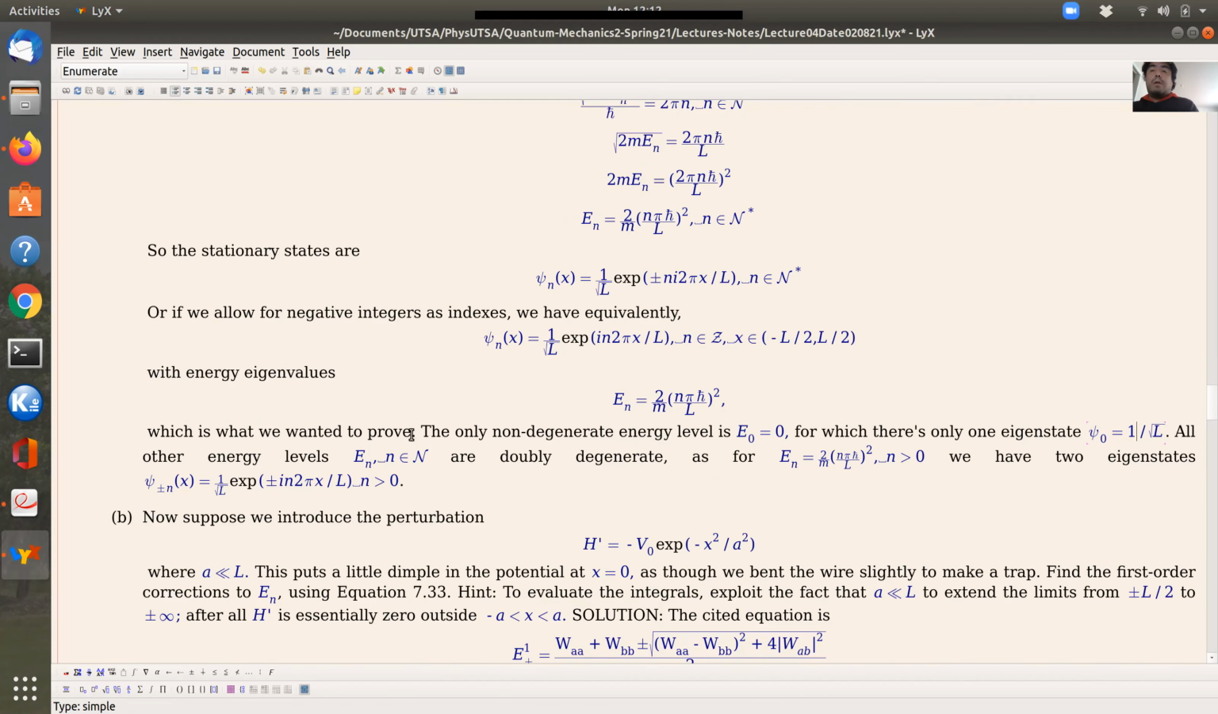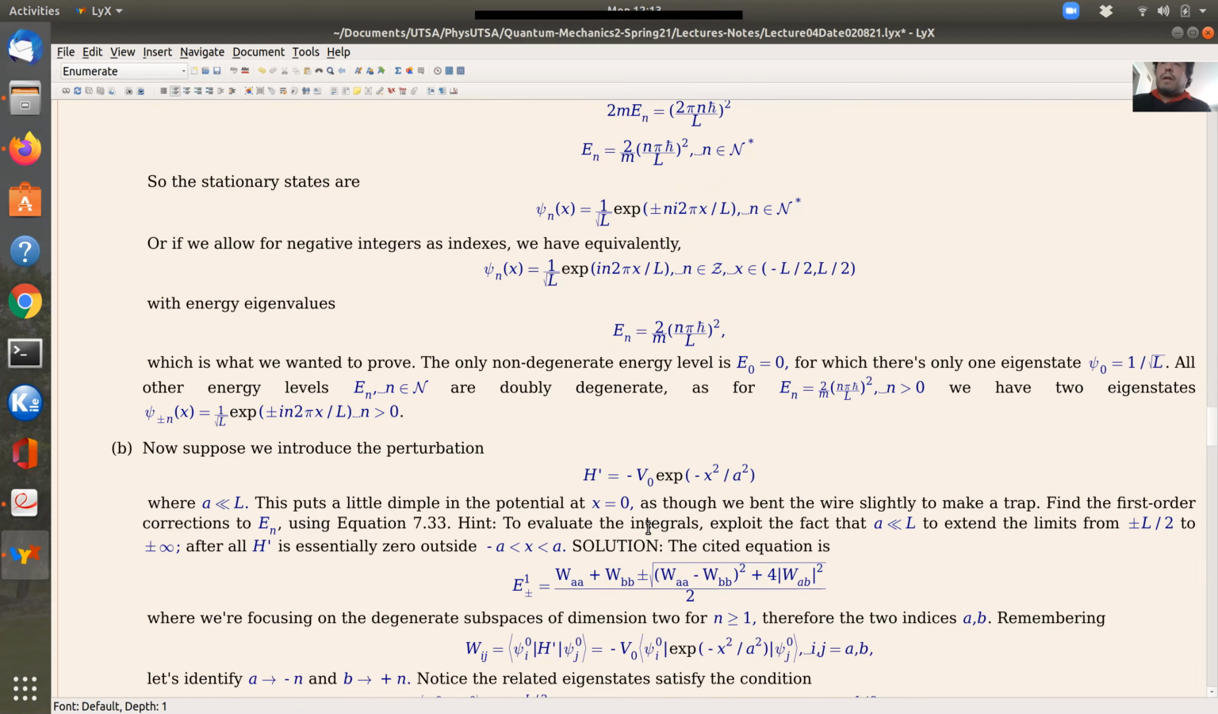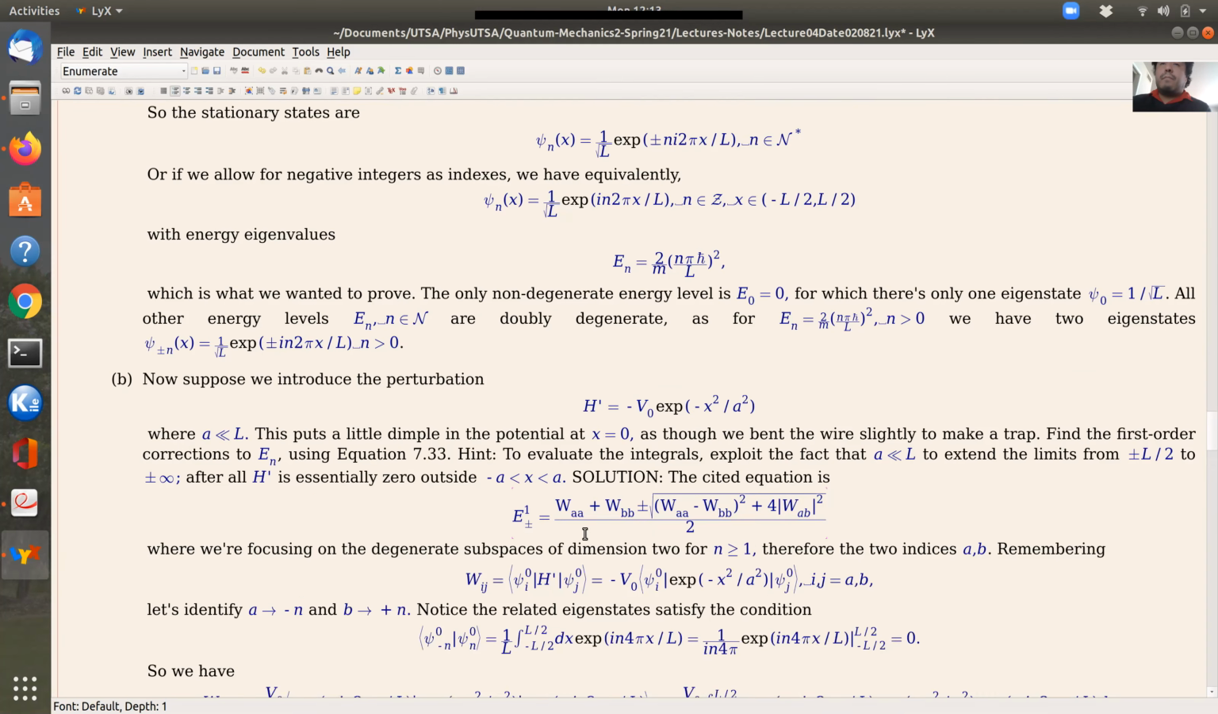So all other energy levels are doubly degenerate, meaning that they have two wave functions that are linearly independent, and that they have the same energy value. And yeah, En is equal to this squared with n greater than 0. And for this energy level, we have two eigenstates with the same energy, right? Which is the plus minus n, just restricted to n greater than 0. So this is clearly showing that the energy levels for n equal or greater to 1 are degenerate. So, okay, so far so good. We have done what we were expected to.